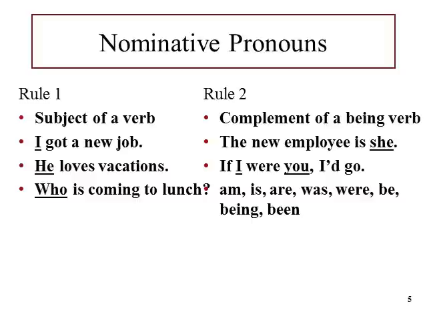Rule number one is a piece of cake. Use the nominative case pronoun for the subject of a verb. I got a job, he loves vacations, who is coming to lunch. You wouldn't say, me got a job, him loves vacations, whom is coming to lunch.